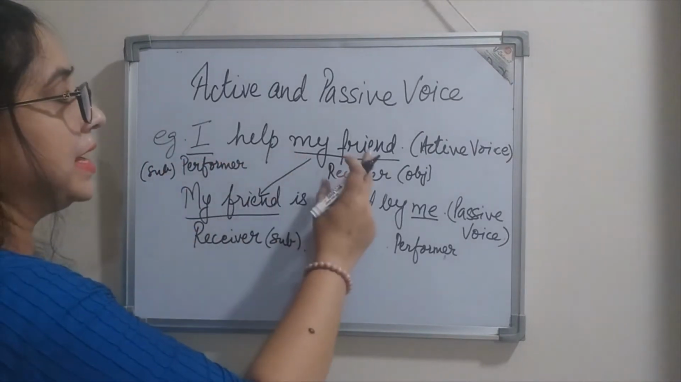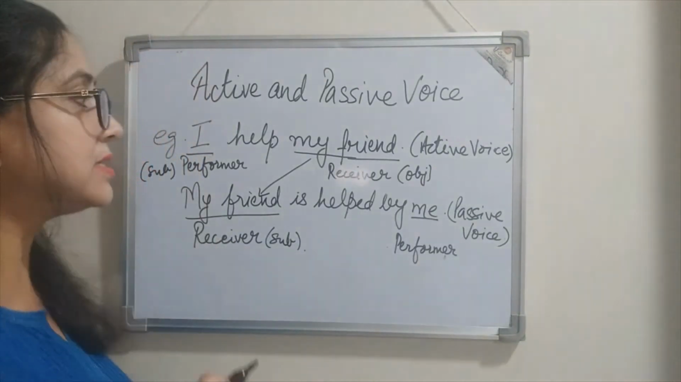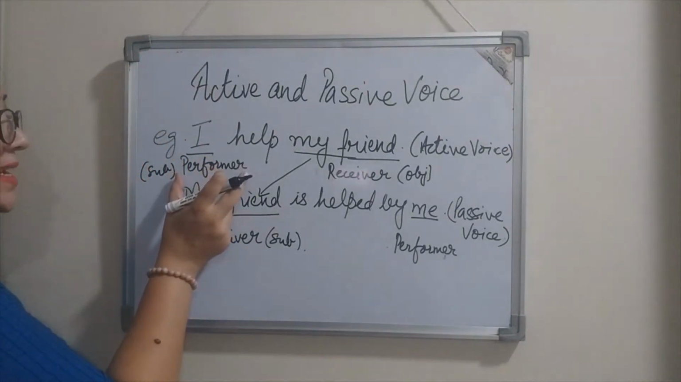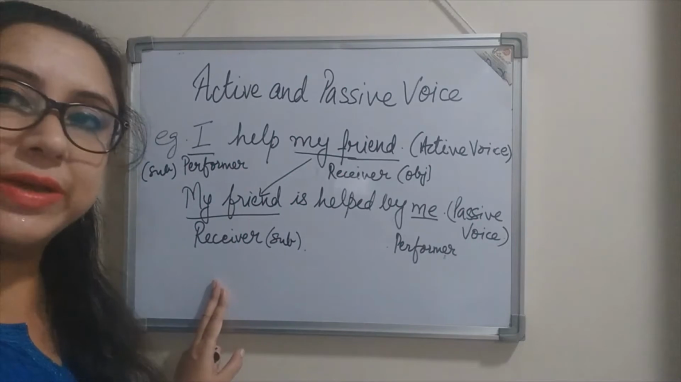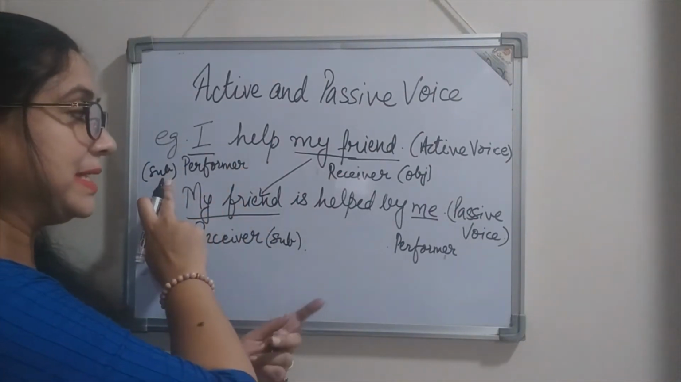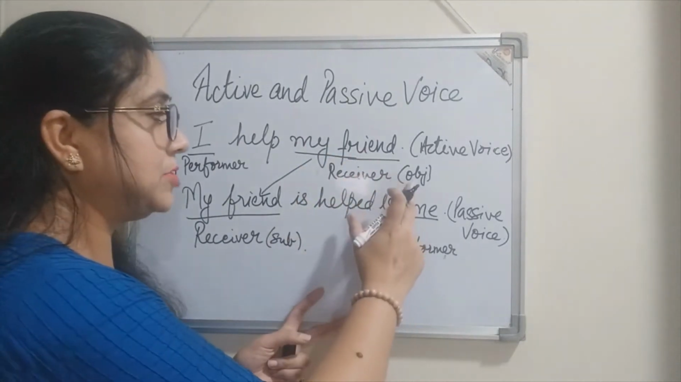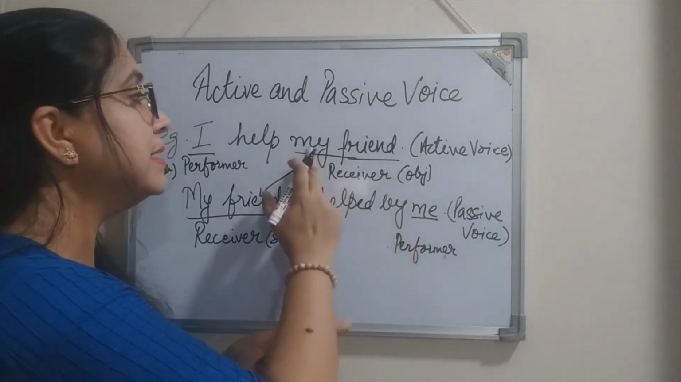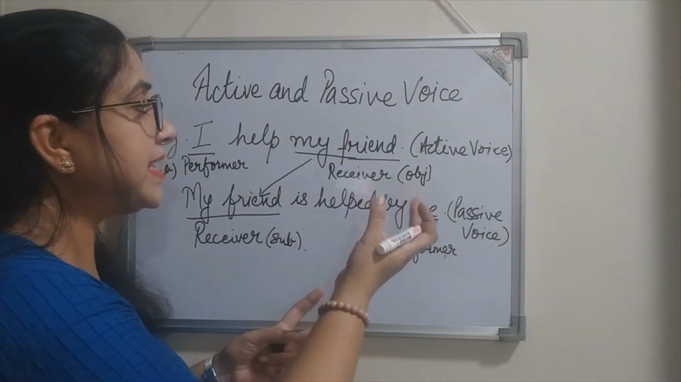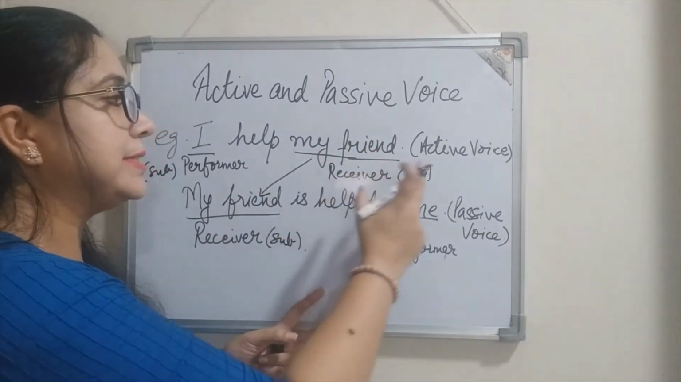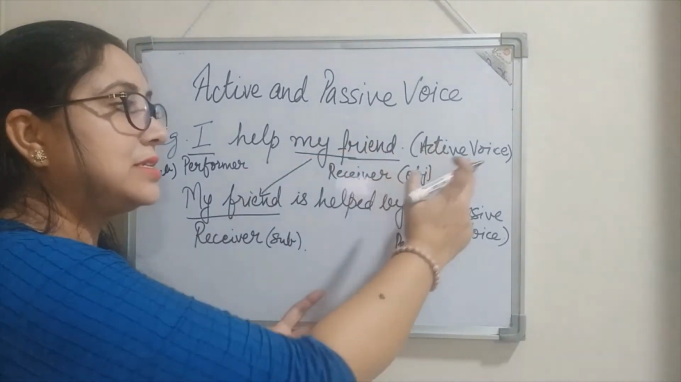I help my friend. Now this sentence is in active voice. Why is it in active voice? Because the subject is the performer. The performer who's performing the action is at the subject's place, and whoever is receiving the action is at the object's place. So who's the receiver here? My friend. I am performing, and who's receiving the action? My friend. So the verb in this sentence is said to be in active voice.